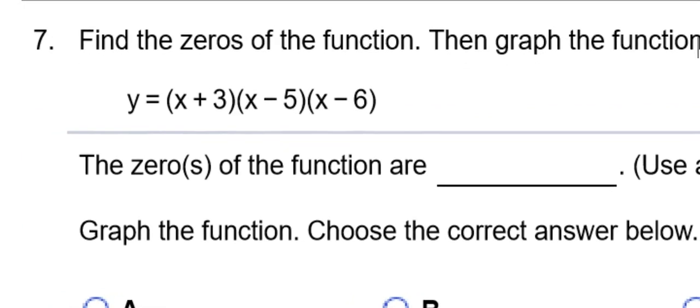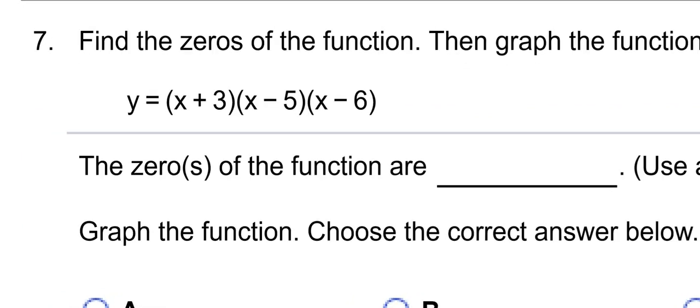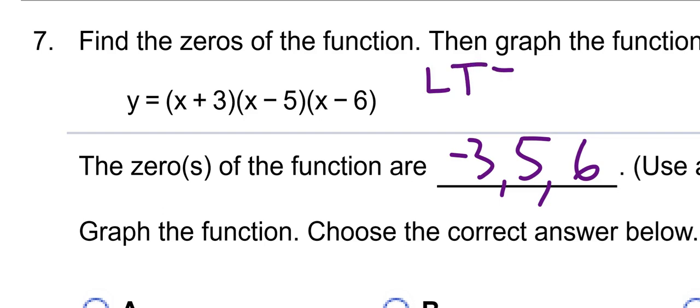I need you to move to question seven. What are the zeros that you see in question seven? Is that correct? Is it negative 3, 5, and 6? Okay, just because you agree with yourself, we need other people. Negative 3, 5, and 6. That is true. What's my leading term? That's right, x times x times x is x cubed.